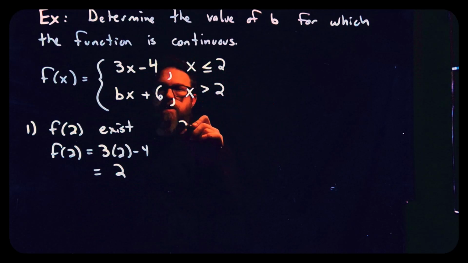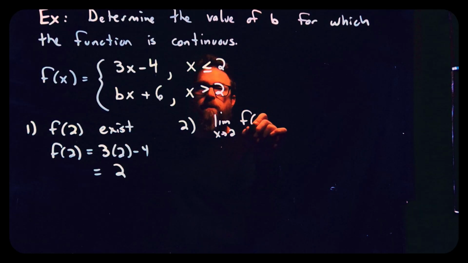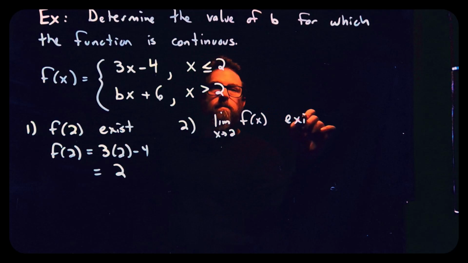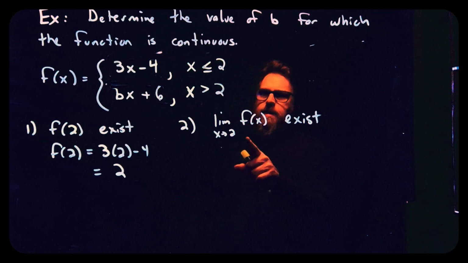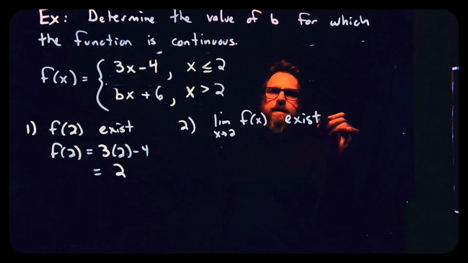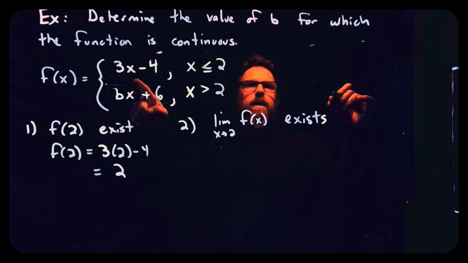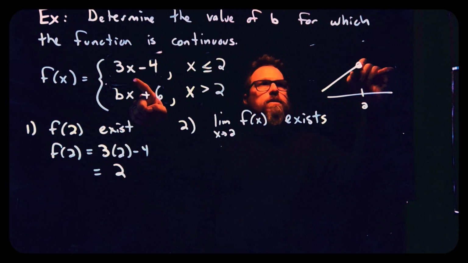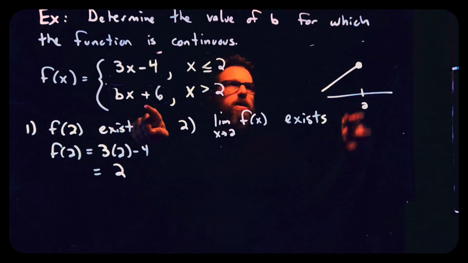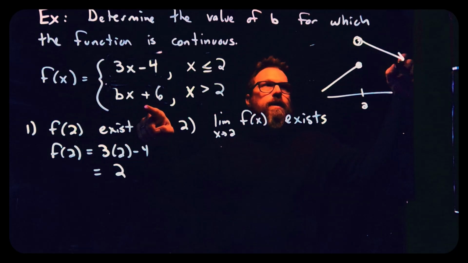Now, the second step says its limit has to exist. So the limit as x approaches 2 of f of x has to exist. I remember that. So what does it mean for the limit as x approaches 2 of f of x to exist? Well, we know that this is a piecewise function. I kind of drew it already, that I have, say, 3x minus 4, and at 2, it's going to look like some kind of line. And this is going to be another line. I'm just going to draw it a little differently because who knows what its slope looks like. We have something like that.